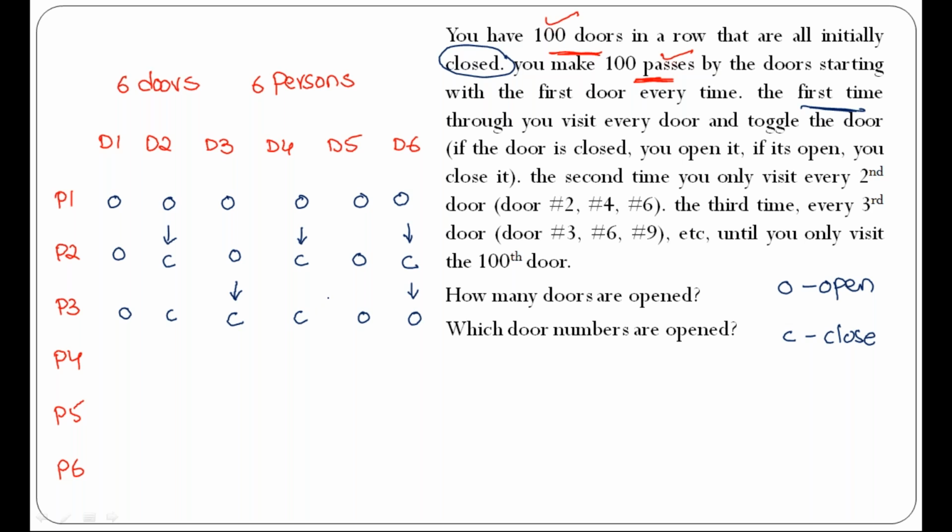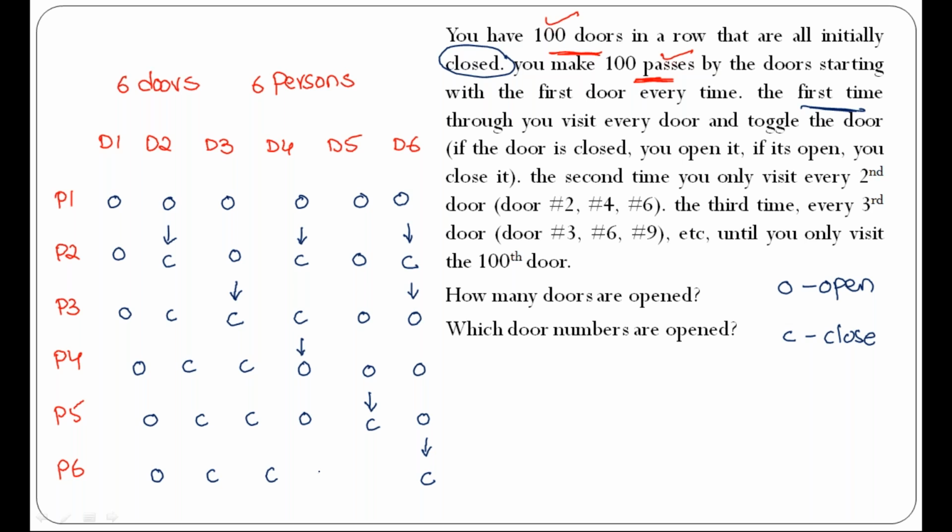Now the fourth person, what will he do? He'll go for the door numbers which are multiples of 4. Only one door is a multiple of 4 here. As it is closed, he'll open it. Remaining doors he doesn't disturb. Now the fifth person goes for door 5, a multiple of 5. As it is open, he'll close it. The remaining doors he doesn't disturb. The sixth person goes for door 6. As it is open, he'll close it. Remaining doors he doesn't disturb.